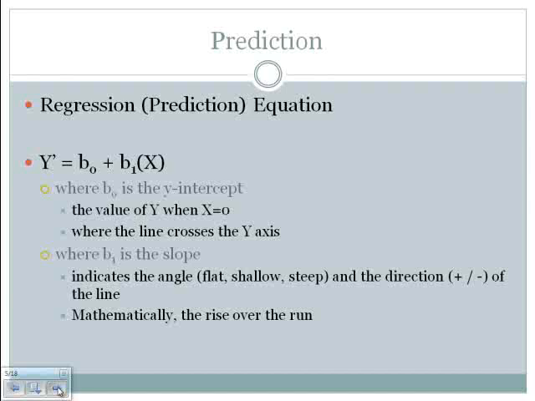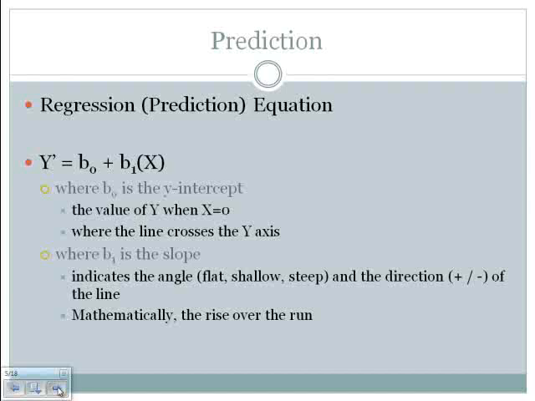So here is the general form of the regression equation. Y prime is equal to beta naught plus beta 1 times x. Beta naught, or beta sub 0, is the y-intercept. It's the value of y when x is 0. It tells you where the line actually crosses the y-axis. And then beta 1 is the slope, and it's an indication of the flatness and the direction, the shallowness, the steepness of the line. Most students are somewhat familiar with this, and they know it as the rise over the run.